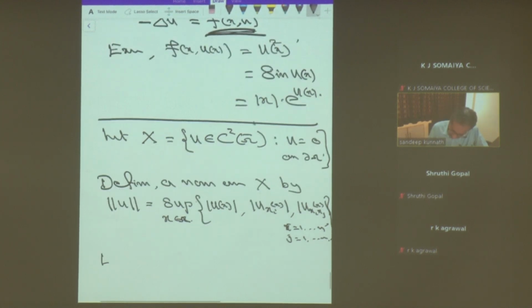Then I will leave it as an exercise to show that X with this norm is a Banach space.